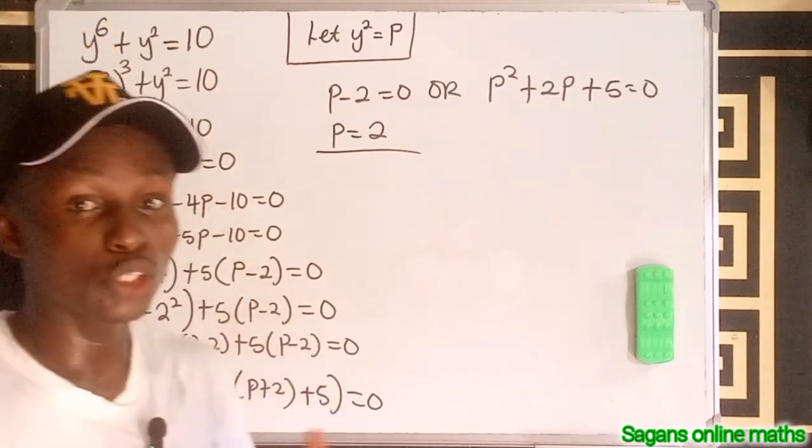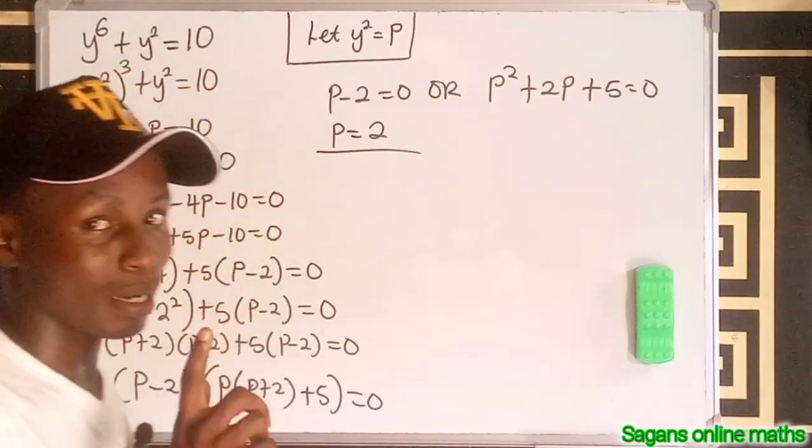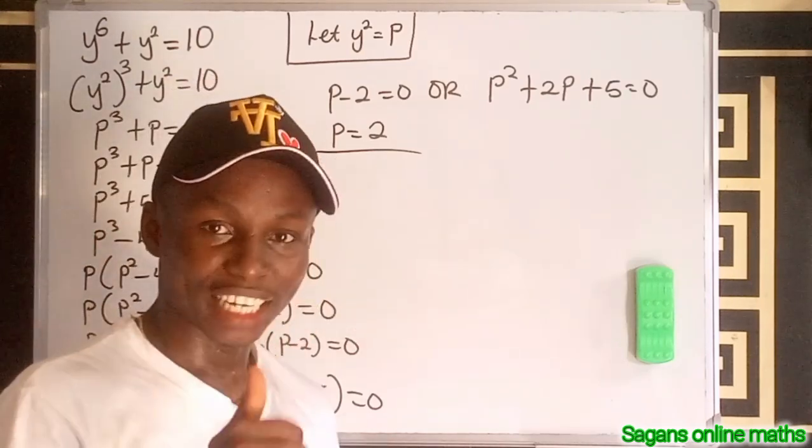So we have to have 6 solutions. Yes, we have 6 solutions. Let's see what is going to happen here. But first of all, let me check my mic, whether my mic is on, so you can let me know that you're hearing me. All right, correct, it's on.